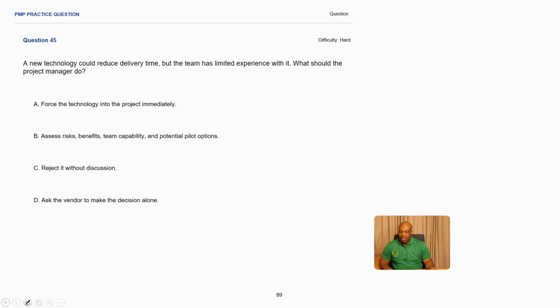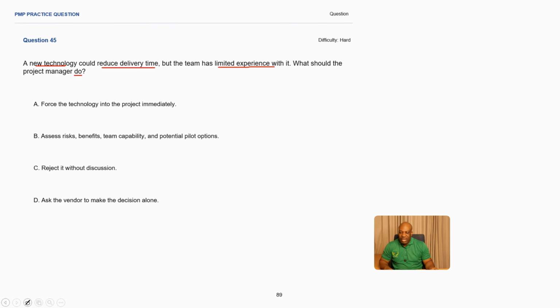Practice question number 45. A new technology could reduce delivery time, but the team has limited experience with it. What should the project manager do? Okay. So our problem statement here is there's a new technology that could reduce delivery time, but the team has got limited experience with it. What should the project manager do?